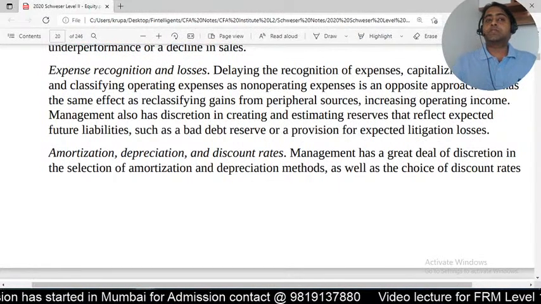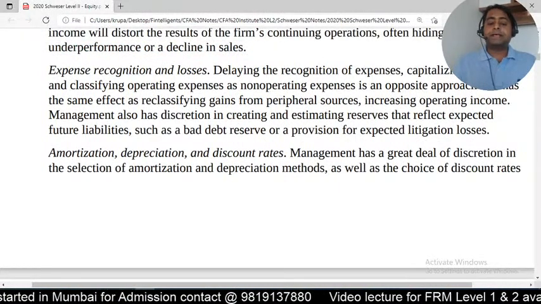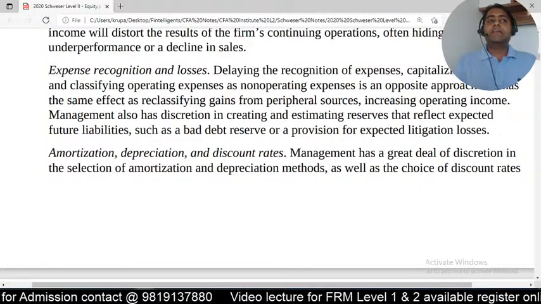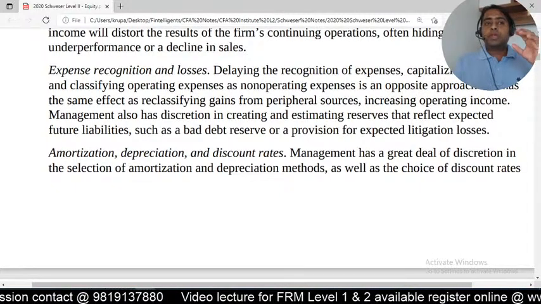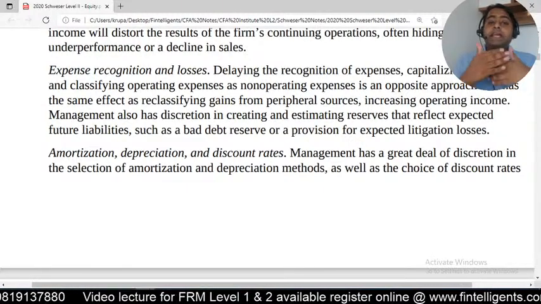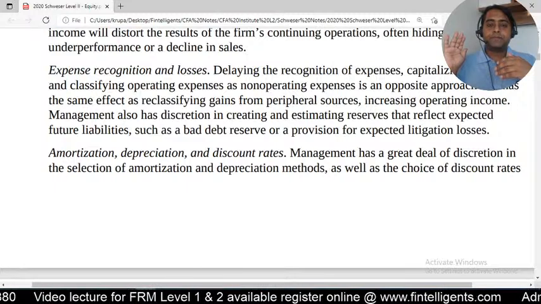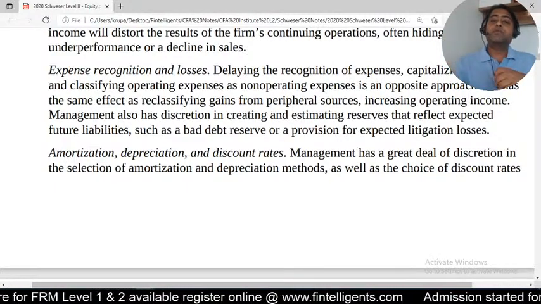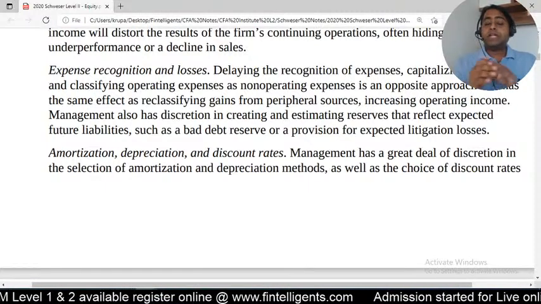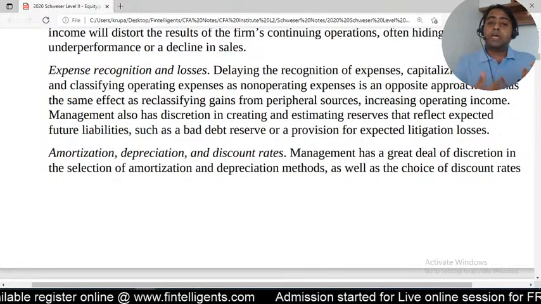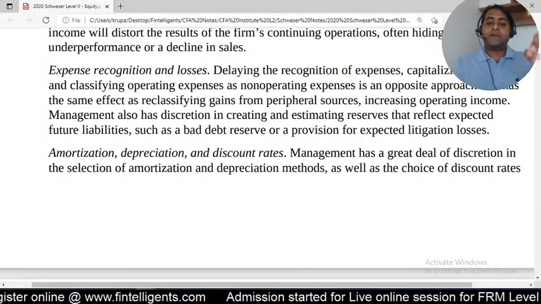Going towards the next part, expense recognition and losses. So if the company wants to show higher profits, what they can do is delay the recognition of expenses. Instead of showing the expense now, they might show the expense after a few months. That is where the company can play a very big role in how they present the numbers. Mark this paragraph as star.